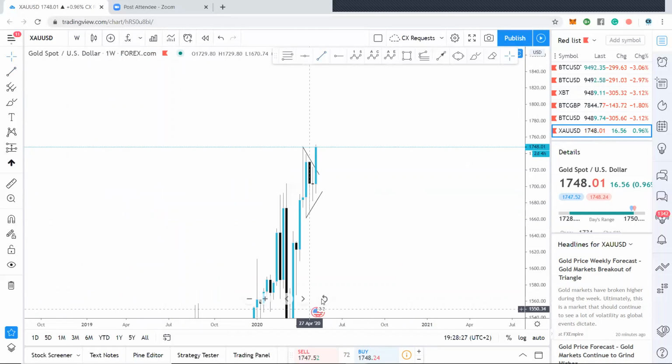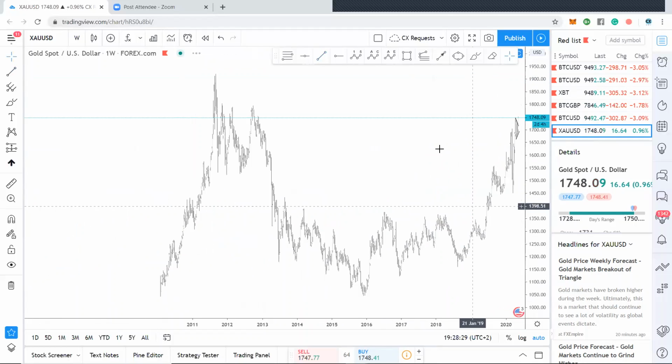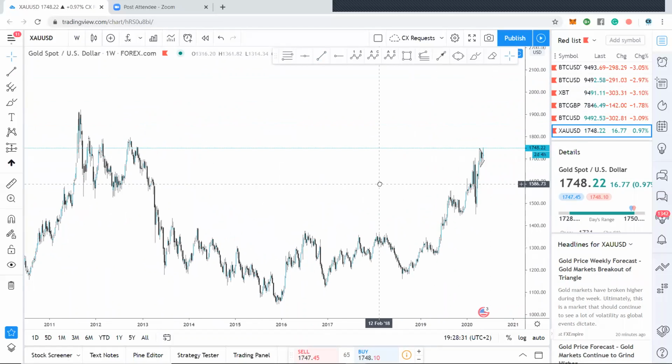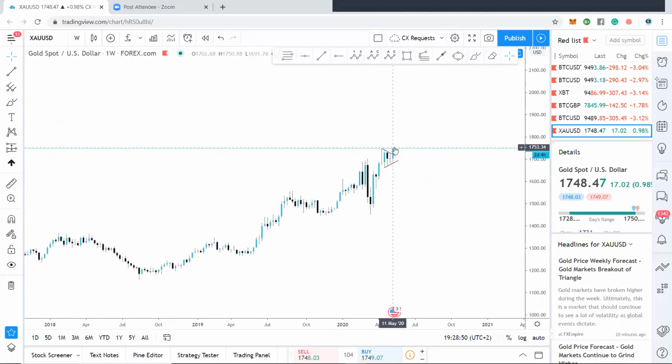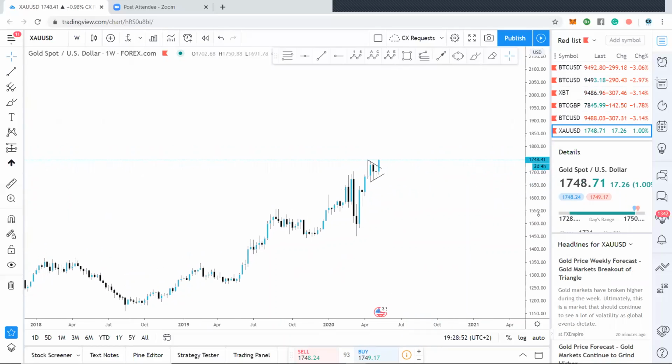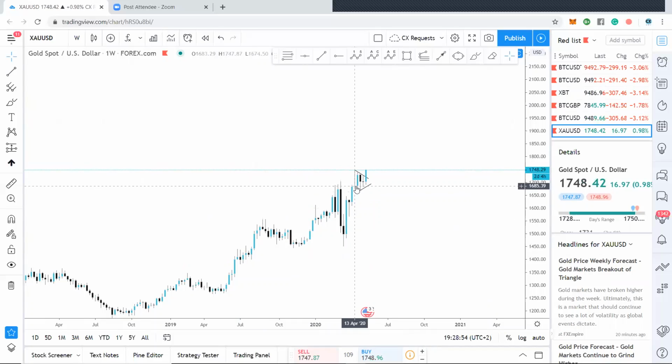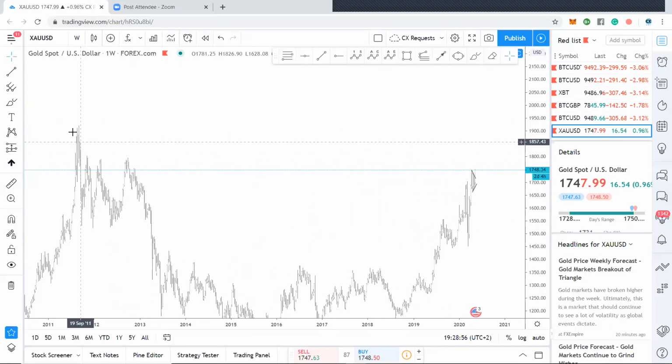Zooming out and looking at the weekly, you have to zoom way out. There we go. Last time 1,700 prices were seen was in October 2012, February, and even October 2011. All-time highs were August 2011. This may very well be the breakout that the bulls need in gold versus USD in order to also potentially test not only the all-time high, but also make completely new highs as well.